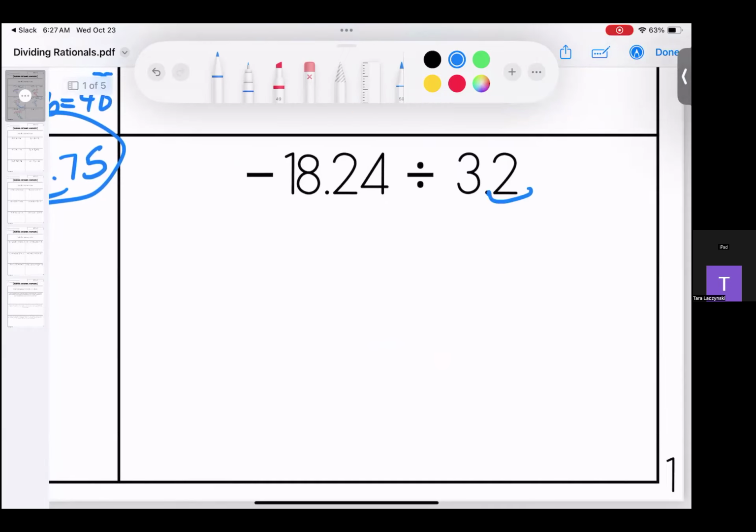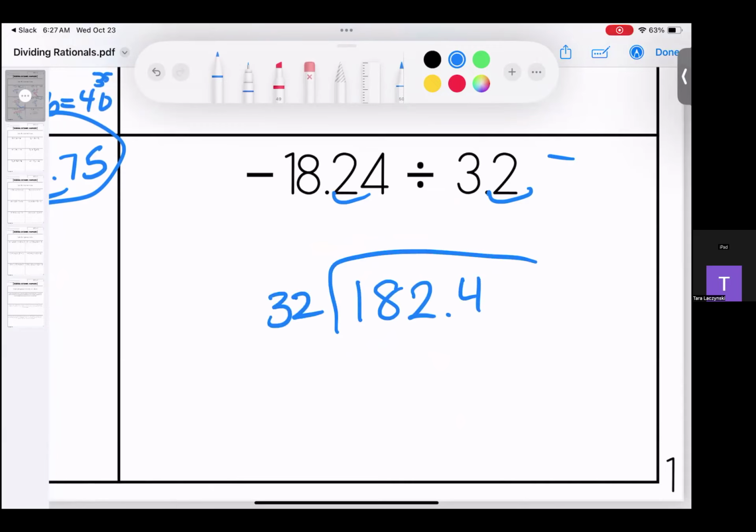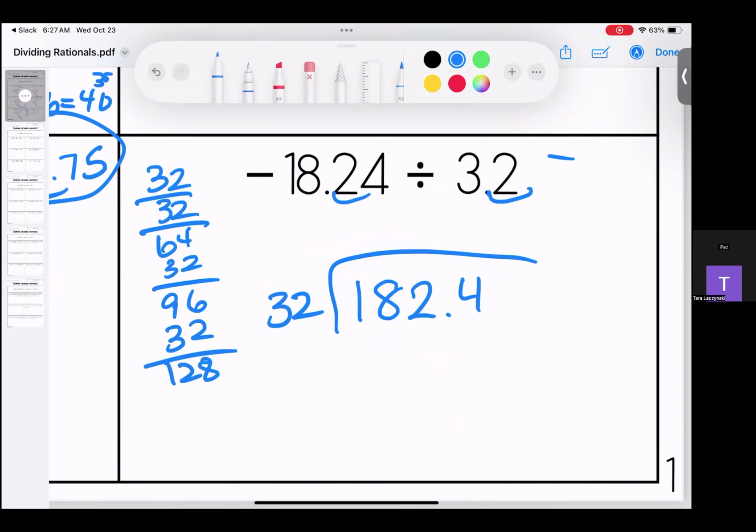Decimal outside, so 1, 2. Put the negative up into the answer. We don't need it there. 182 and 4 tenths divided by 32. When we're dividing by a 2-digit number, if you're not sure what your 32 times tables are, number 1, you're human. Number 2, you skip counting. It will get you where you need to be. I don't expect you to know your 32s, okay? That's just not a reasonable expectation.